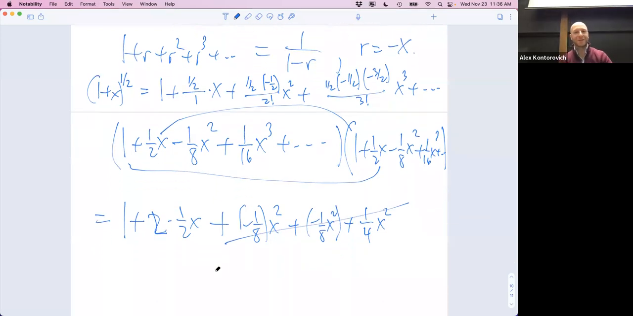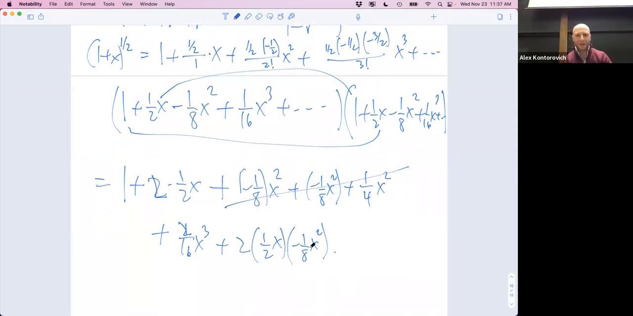How do I get an x cubed term? I can get a 1/16. Question? Does this make sense? 1/16 x cubed from here and another one from there. So there's 2 of them. I could also do 2 times 1. So there's going to be 2 ways to do 1/2 x times negative 1/8 x squared. And that's the only way I can get an x cubed. I can either take the x cubed, there's 2 ways of doing it, or I can multiply an x by an x squared, and there's 2 ways of doing that. What is that? This is negative 1/8. This is positive 1/8. And they cancel.